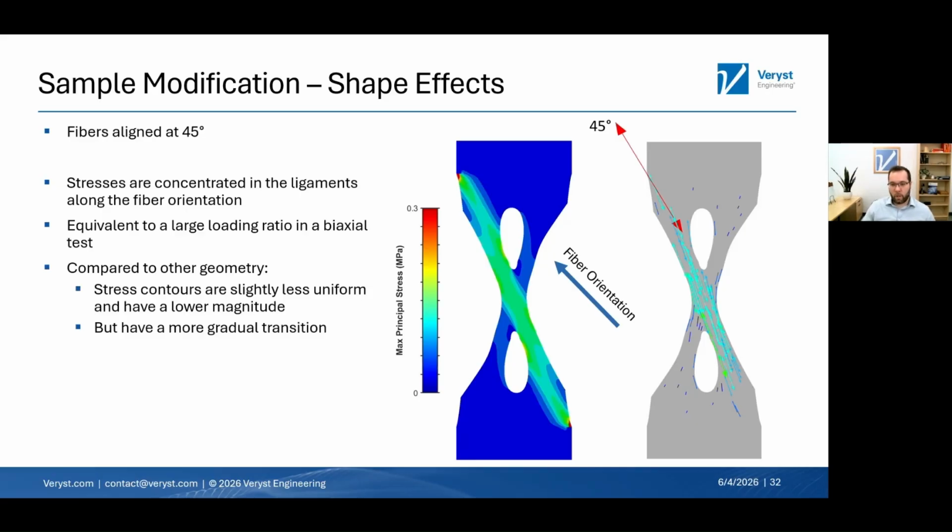And so it really depends on what material testing in the individual experiment you want to run, which one of the two geometries works better for you. Obviously, with the prior one, you can control those loading ratios better. But with this one, you get that more gradual transition, which may be better.